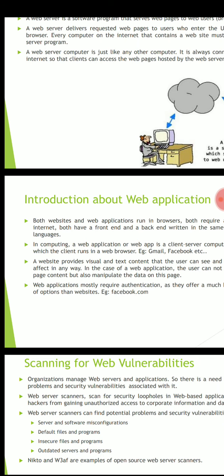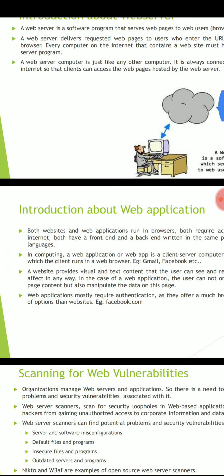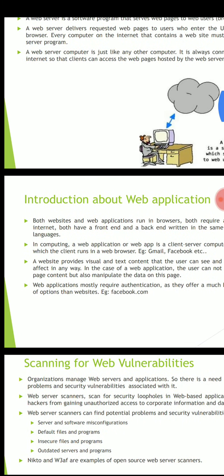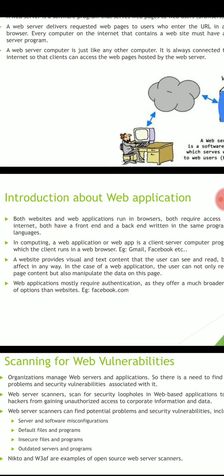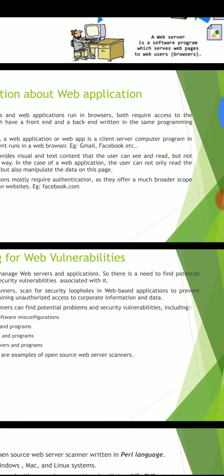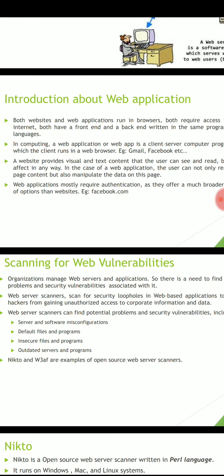A website provides visual and text content that the user can see and read but not affect in any way. In the case of a web application, the user can not only read the page but also manipulate the data on this page. Web applications require authentication as they offer a much broader scope than websites. So it's a social network. Facebook is a web app. You need to be identified inside it, and you cannot change some important data in that web app.